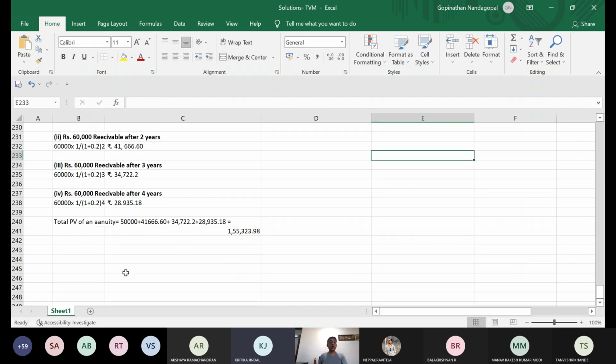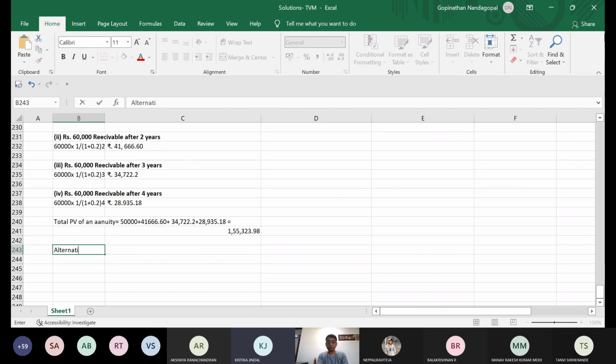The other way is what? Alternative method. Alternative method is using the annuity table.